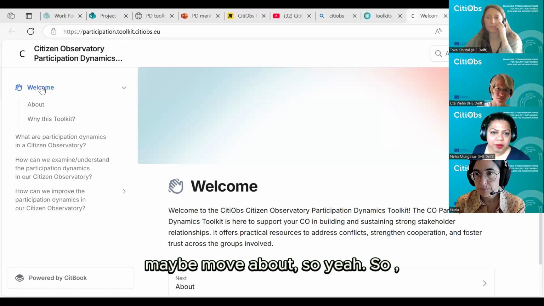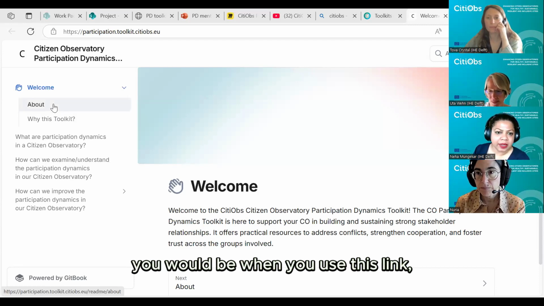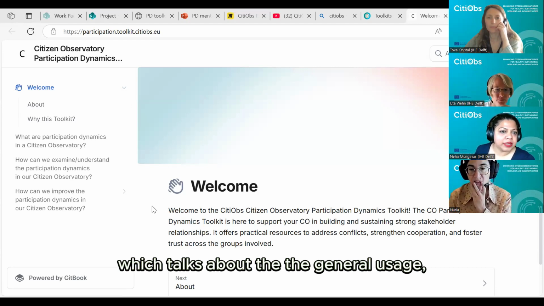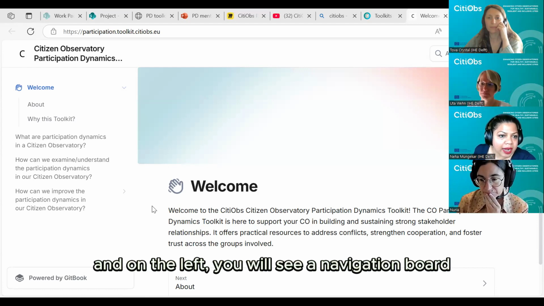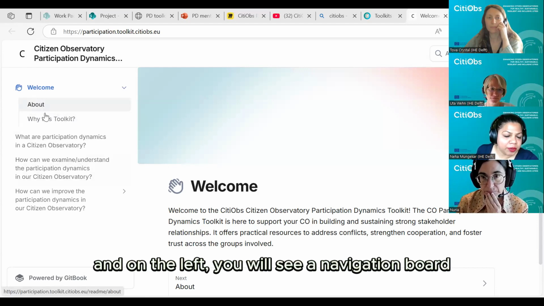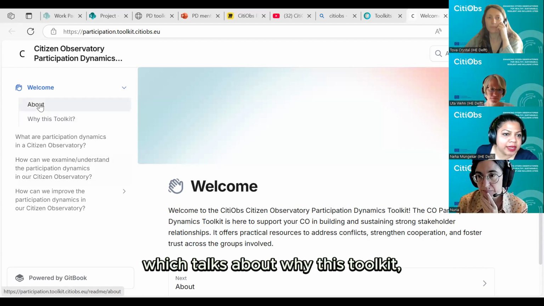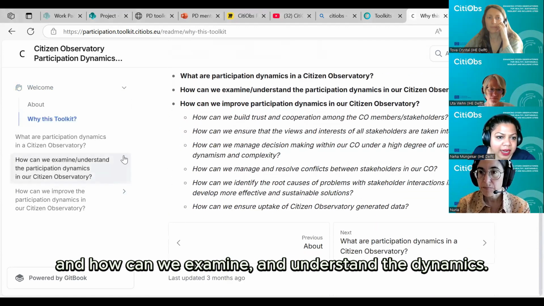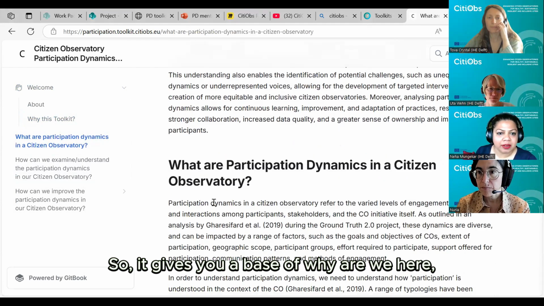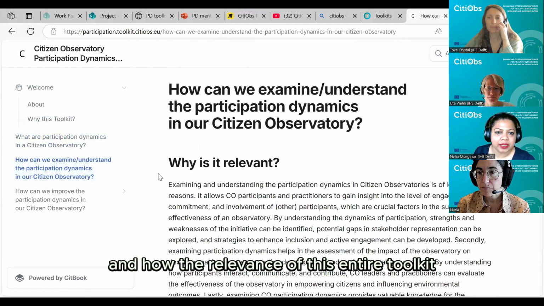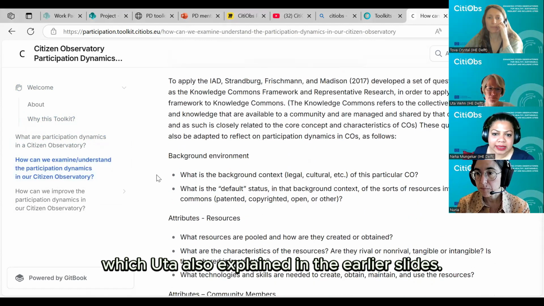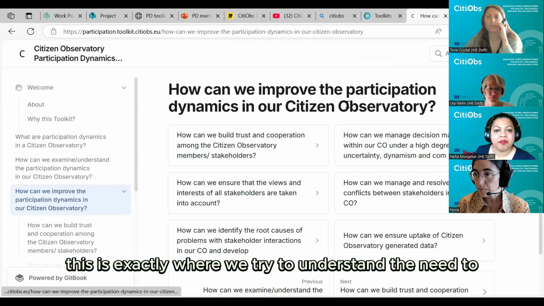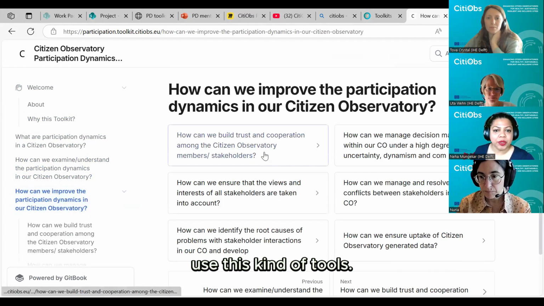So when you use this link, you would be taken to the main page, which talks about the general usage. On the left, you will see a navigation board which talks about why this toolkit, what the participation dynamics are, and how we can examine and understand the dynamics. It gives you a base of why we are here and the relevance of this entire toolkit, which Uta also explained in the earlier slides. The last tool is how do we improve. This is exactly where we try to understand the need to use this kind of tools.